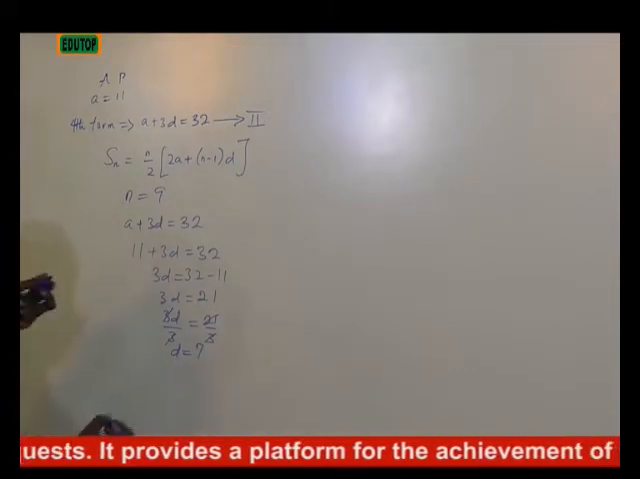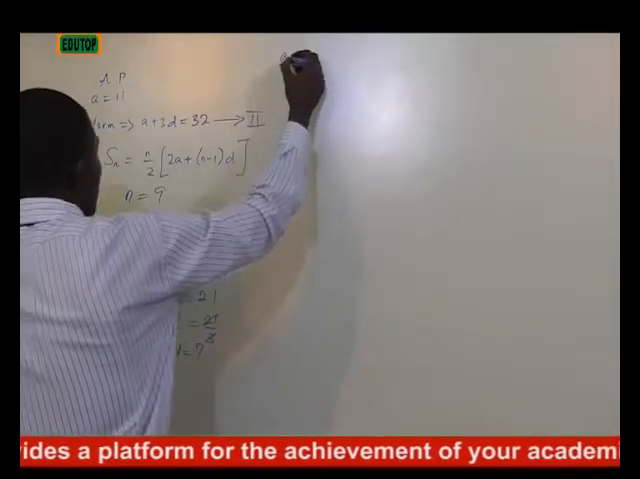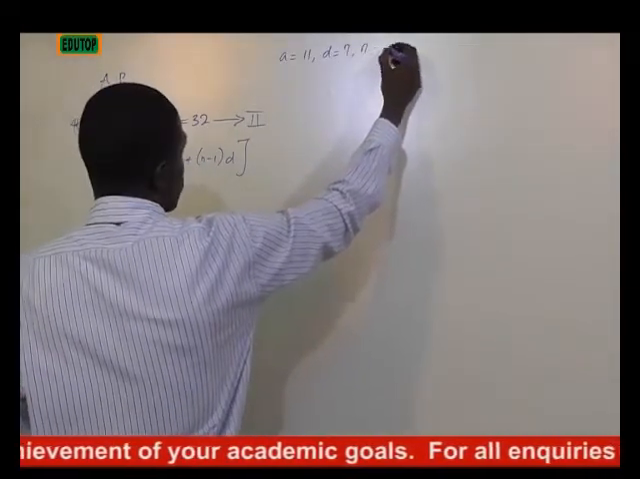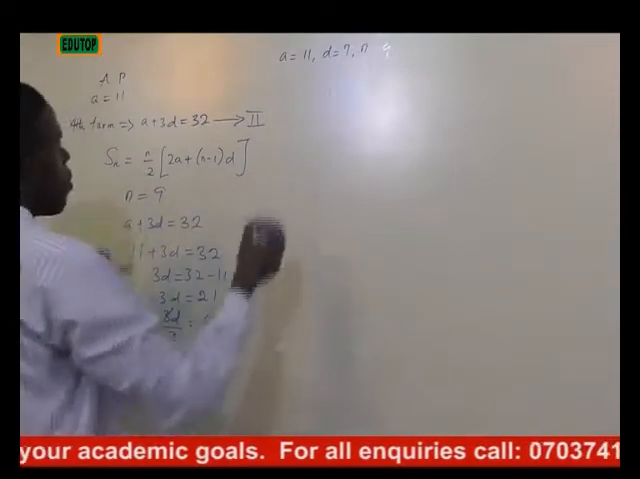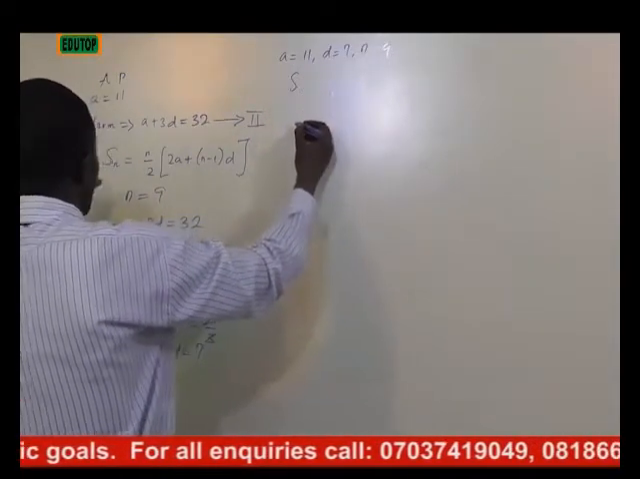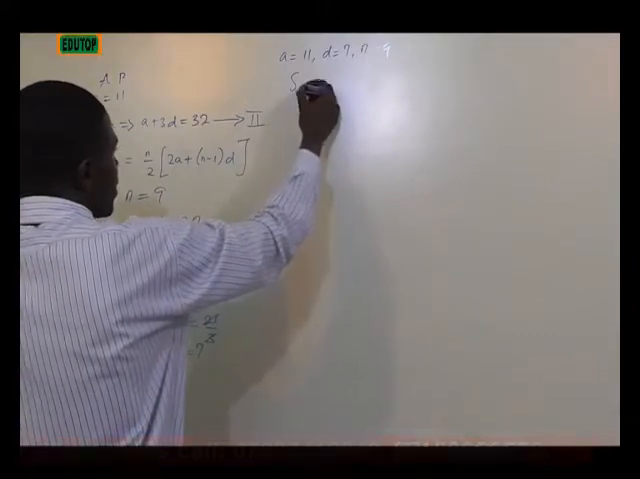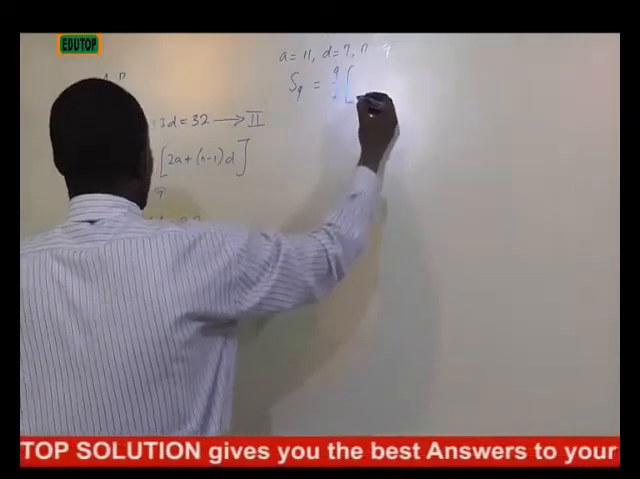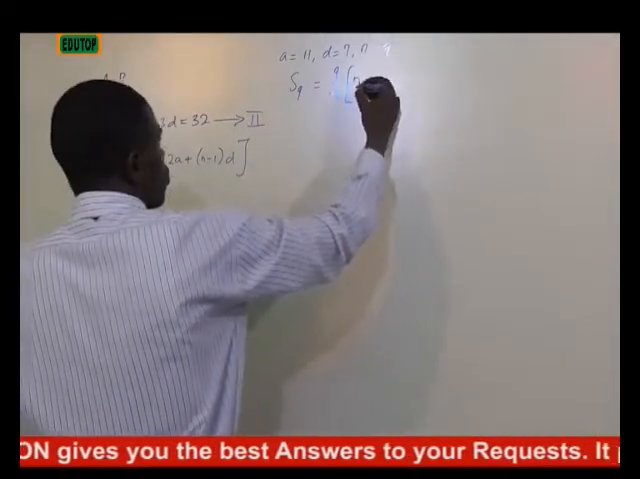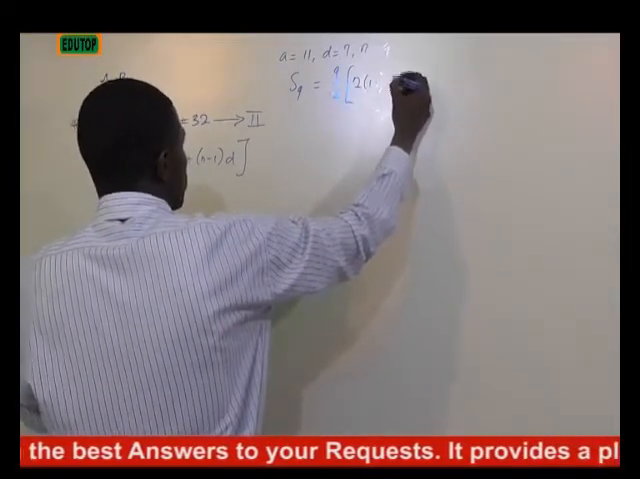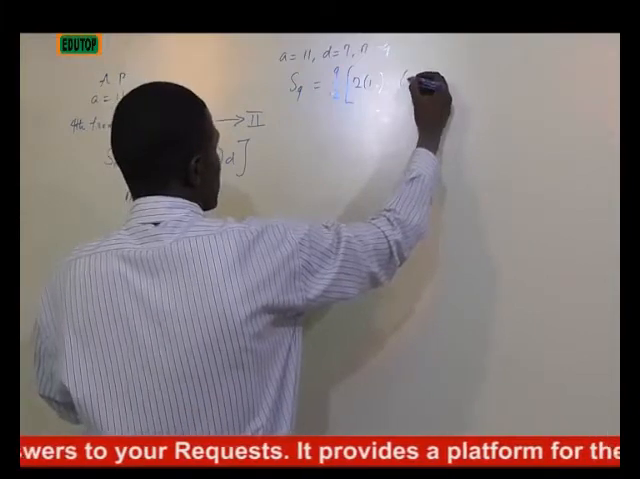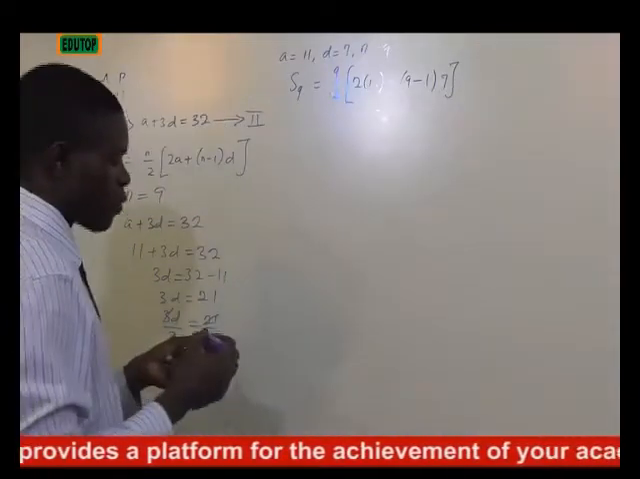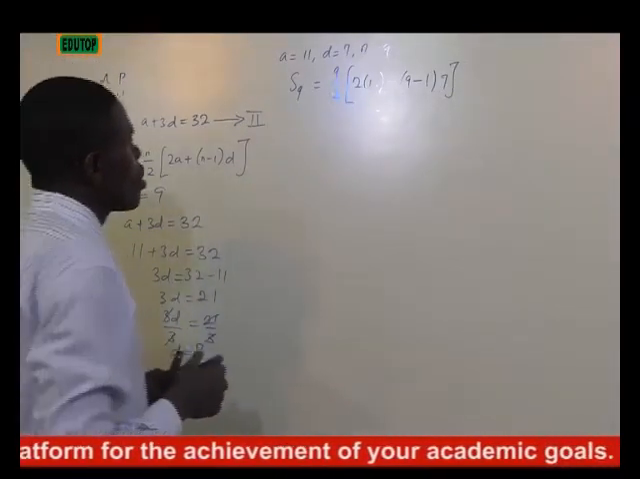So we have succeeded in calculating our d. Now we have our a to be equal to 11, our d to be equal to 7, and our n to be equal to 9. Then we can now make use of this formula. Since we are dealing with the number of terms 9, S9 will definitely be 9 over 2 into 2, what's our a? 11, plus, what's our n? 9 minus 1, what's our d? 7.